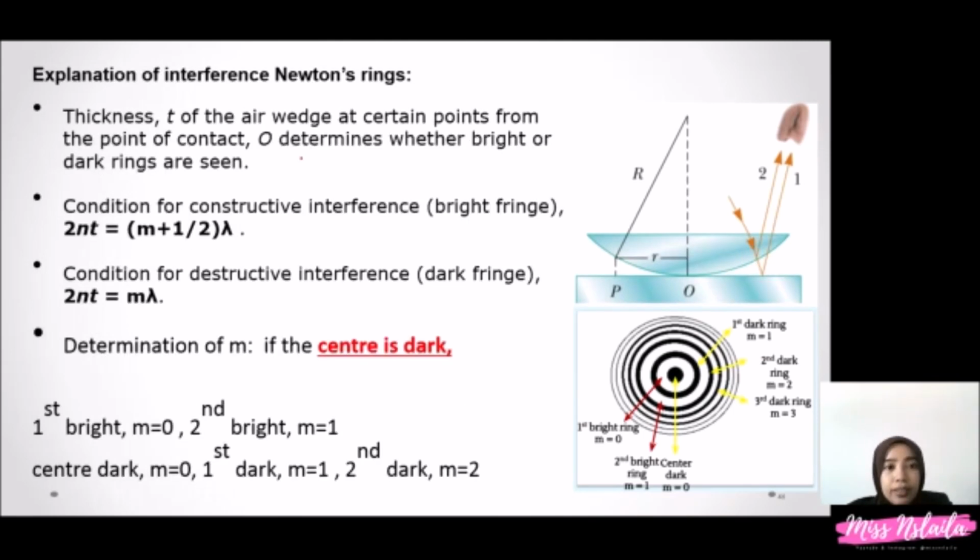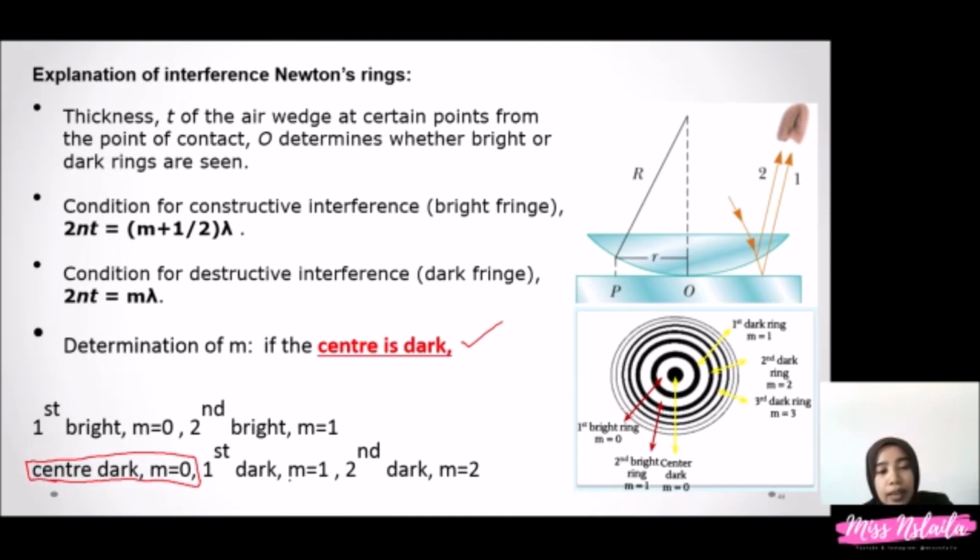For the equations, the condition for constructive interference or bright fringe that forms on the screen, the equation that we can use is 2nt equal to (m plus half) lambda. For destructive interference or dark fringe, the equation is 2nt equal to m lambda. Meanwhile, for the determination of m, if the center is dark, here we see the center dark, m equal to 0.